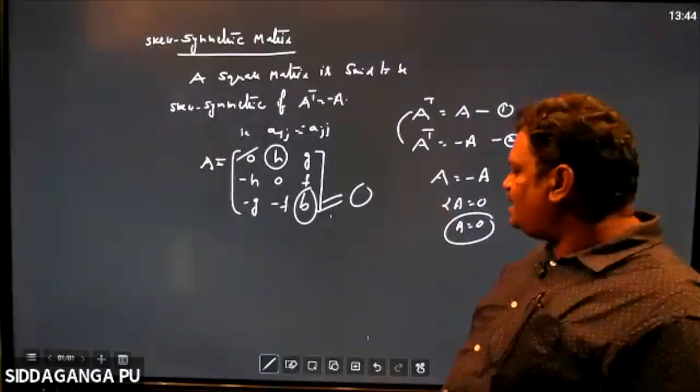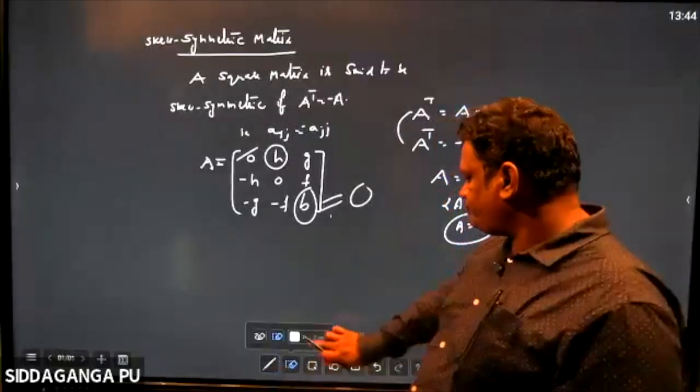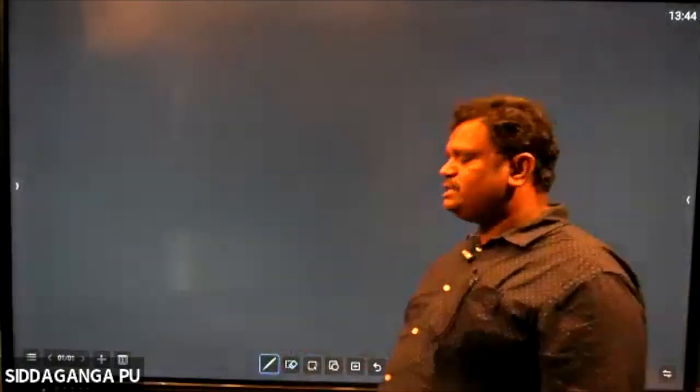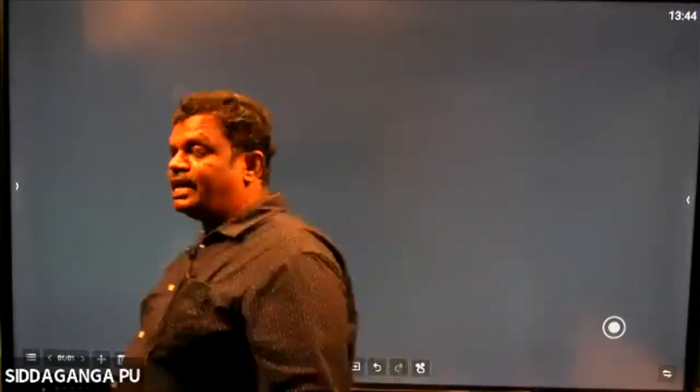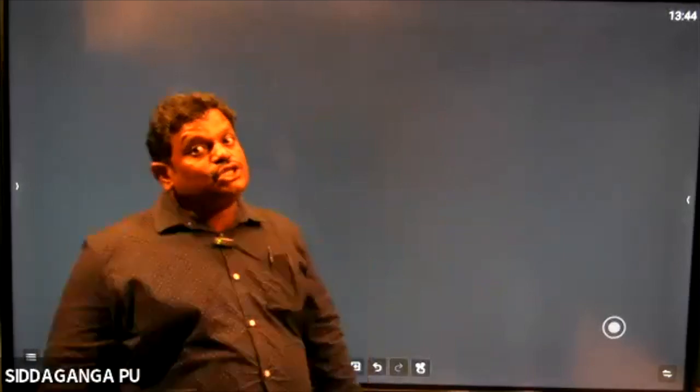Now another point: any square matrix that is given can be represented as a sum of a symmetric and a skew symmetric part.